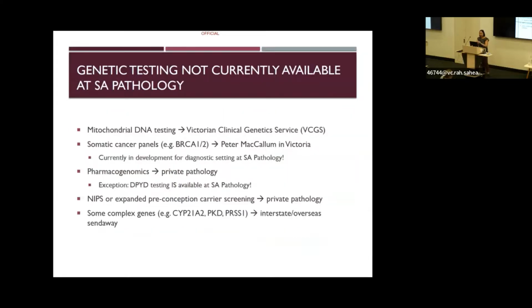And then I just want to list out a few genetic testing things that we currently don't have at SA Pathology. With mitochondrial DNA, we currently send that away to VCGS in Victoria. Somatic cancer panels, we currently don't have them in-house, but we are developing them any day now.